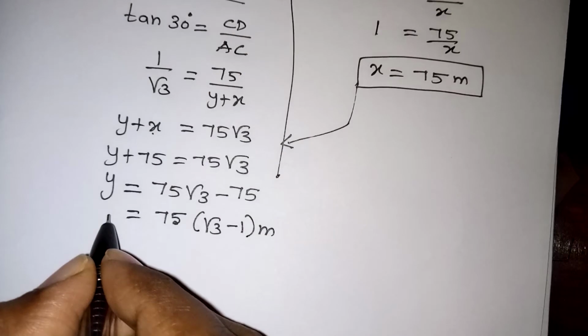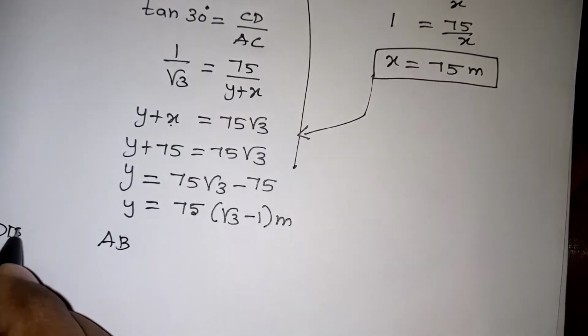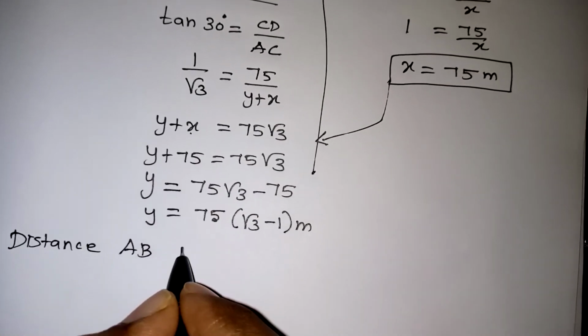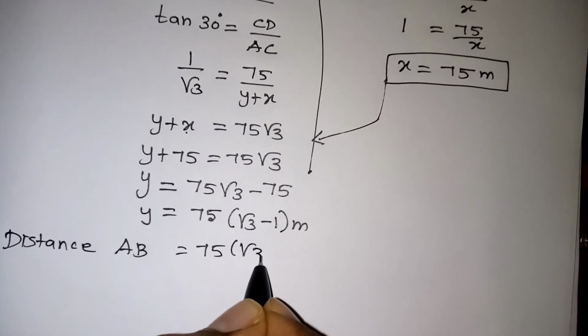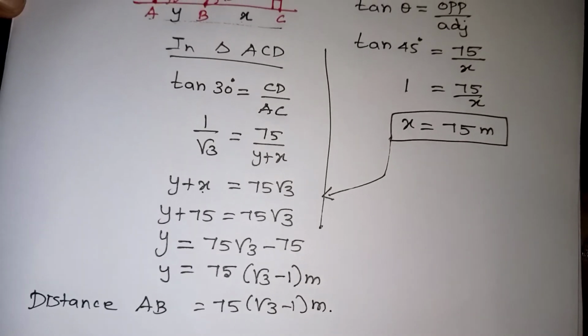That is in meters. So this is our Y. Y is nothing but AB, otherwise the distance between the two ships, which is equal to 75 times (root 3 minus 1) meters. That is your correct solution. The distance between the ships is 75 times (root 3 minus 1) meters.